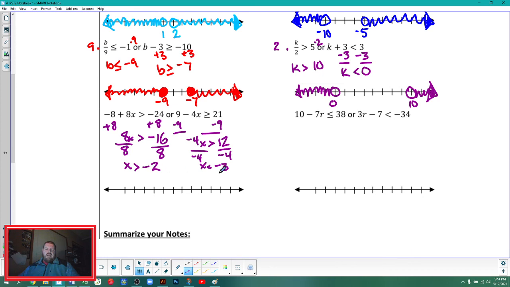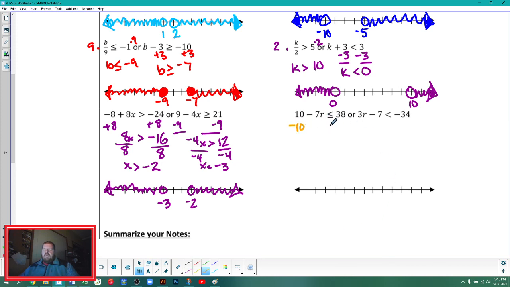So I need everything less than negative 3 and greater than negative 2. Right? I got negative 3 there. I'm going to spread them out a little bit. Negative 2 there. So those are my two operative numbers. Greater than negative 2 lives over there. Less than negative 3 lives over there. And that is the set of solutions that works on this problem.